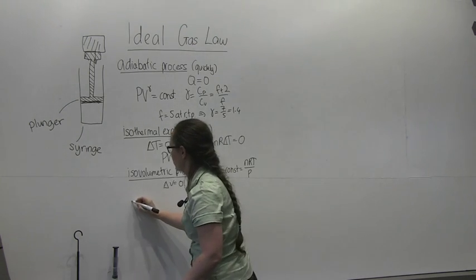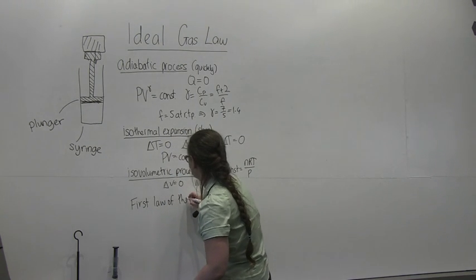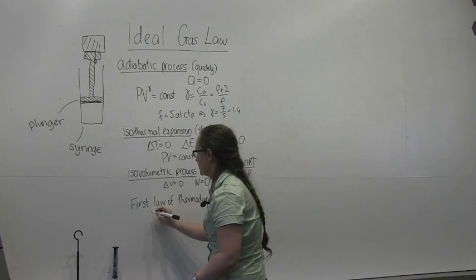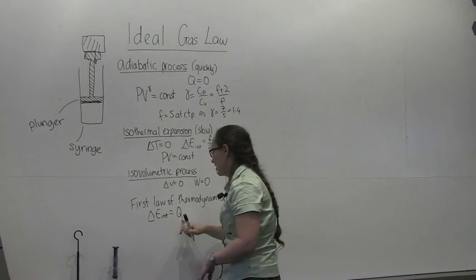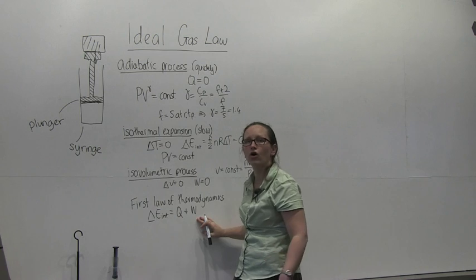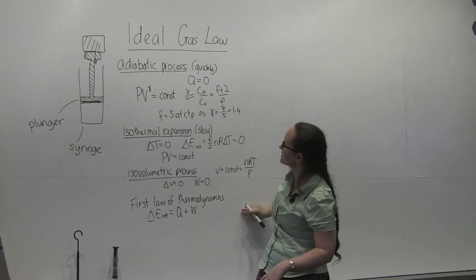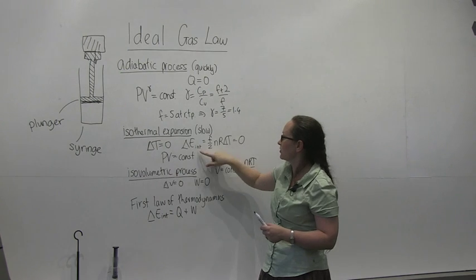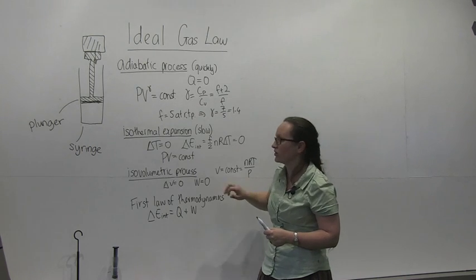So you'll also need to know your first law, which is just that the change in the internal energy is equal to the heat transferred into the system plus the work done on the system. So you'll be applying this to these different cases here. Here you know that Q is 0. In the isothermal process, we know that the change in internal energy is 0, and in the isovolumetric process, we know that the work is 0.